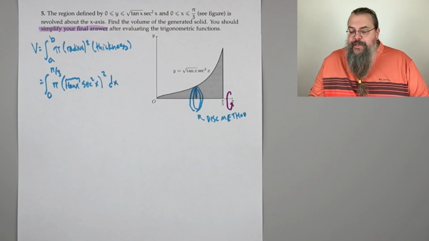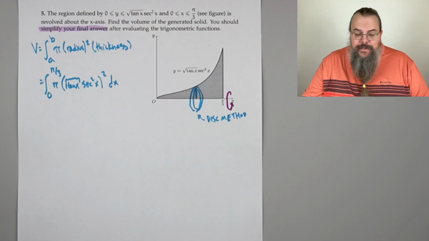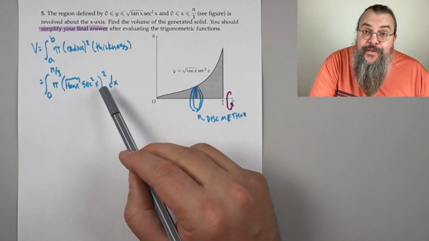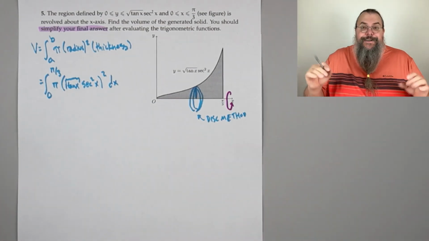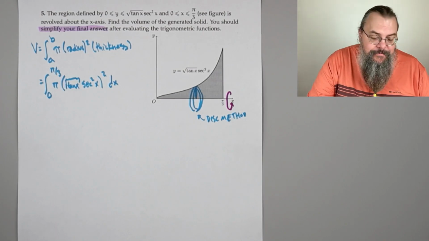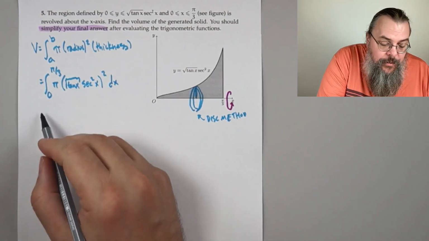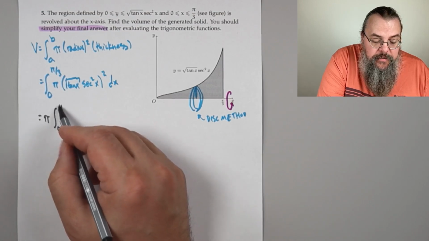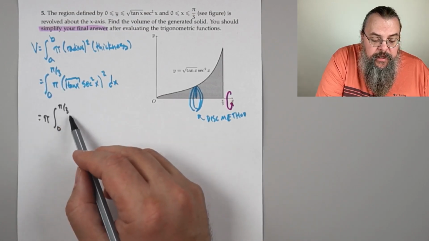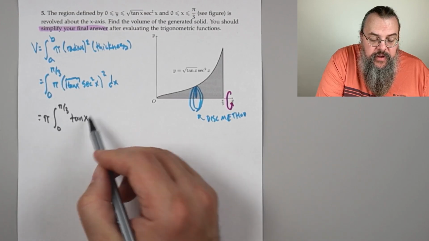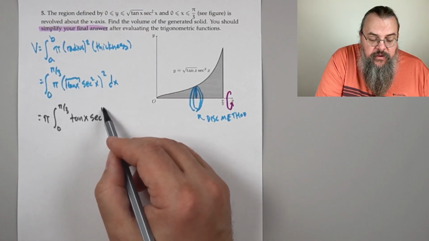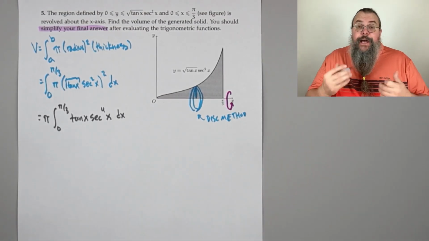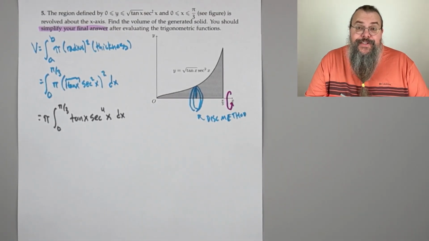Whew. Okay, where are we going? Well, the square root initially looks scary, but the square, aha, that's going to be good. So we can pull out the pi. We have 0 to pi over 3, and we'll have tangent x secant to the 4th x dx. So now we have an integral involving tangents and secants.